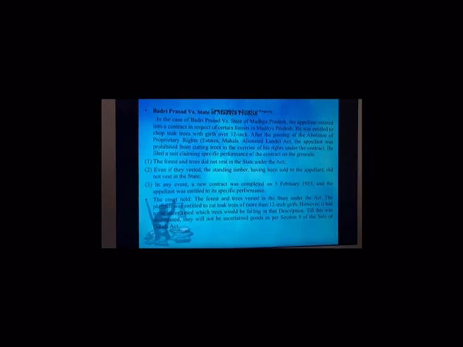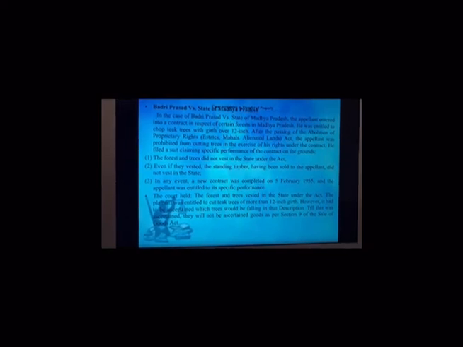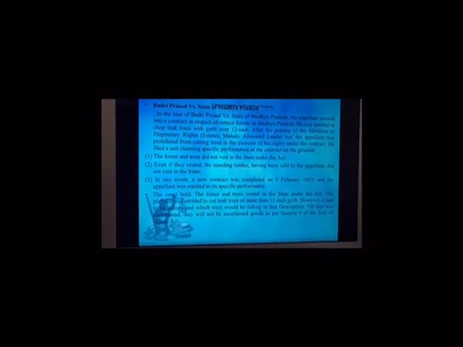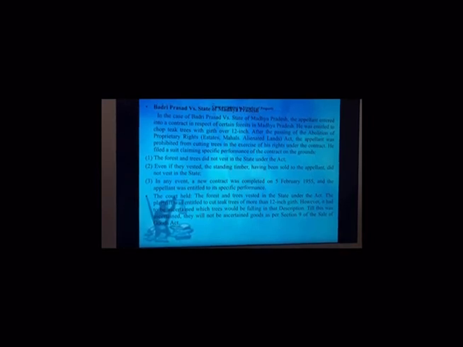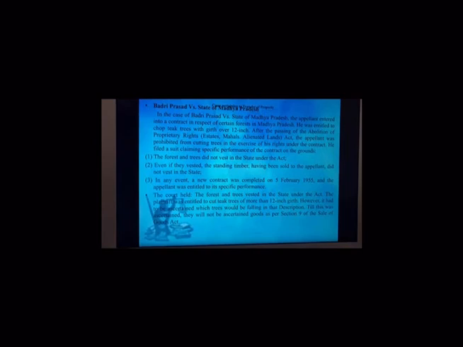He filed a suit claiming specific performance of the contract on the grounds, first, that the forest and the trees did not vest in the state under the Act. Basically, that means the forest and the trees may not come under the state under the Act; the forest and the trees are considered separate. Second, even if they vested, the standing timber having been sold to the appellant did not vest in the state. Third, in any event, a new contract was completed on 5th February 1955 and the appellant was entitled to its specific performance.